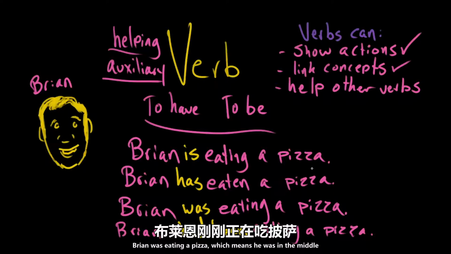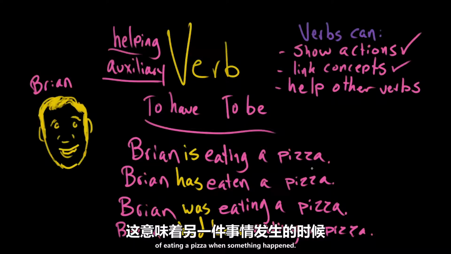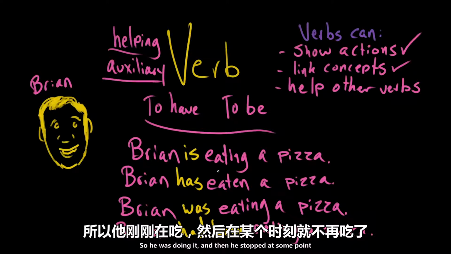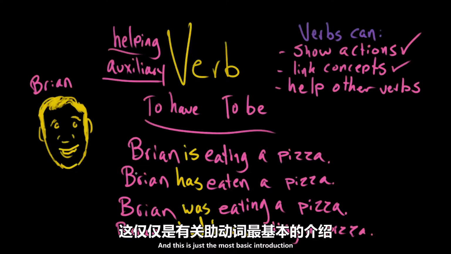Brian was eating a pizza, which means he was in the middle of eating a pizza when something happened. And finally, Brian had been eating a pizza. So he was doing it, and then he stopped at some point in time. And this is just the most basic introduction to helping verbs.